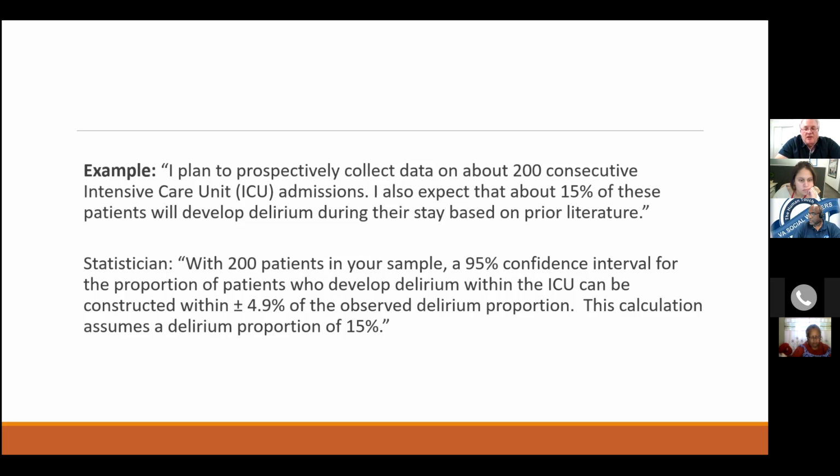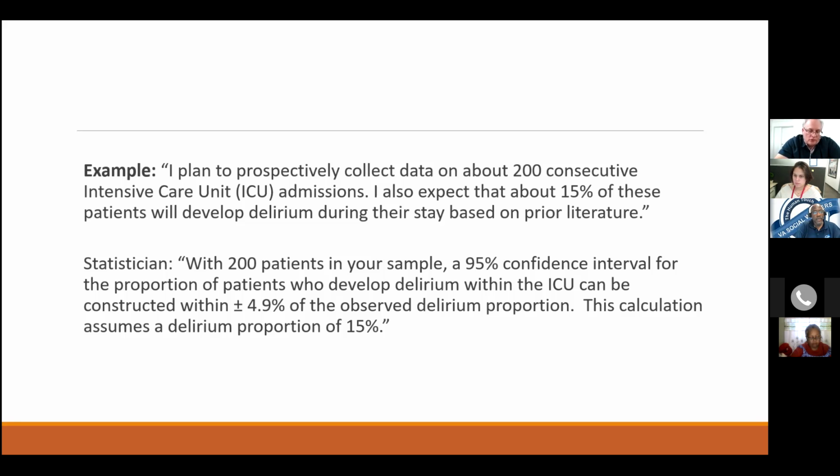I also expect that about 15% of these patients will develop delirium during their stay based on prior literature. So their outcome of interest in this study is delirium, the incidence or the prevalence of delirium in these types of patients being seen in the ICU. So the ICU is your population of interest. Your outcome variable is the incidence of delirium. There really isn't any exposure variable. We're not comparing groups, risk factor 1 versus risk factor 2. We're just looking at one group. We're just going to measure the incidence or the rate of delirium in that population.